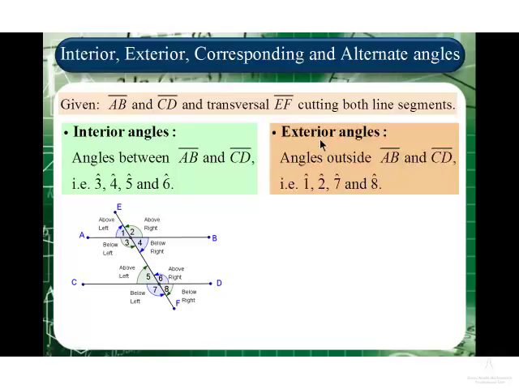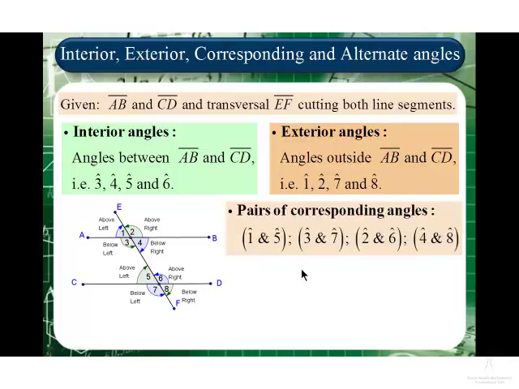The concept of exterior angles is defined similarly as those angles that lie outside the line segments AB and CD. That is, in this case, the angles 1, 2, 7, and 8. Let's have a look. 1, 2, can you see it's outside of AB, and also 7 and 8 are outside of the line segment CD. These are referred to as exterior angles.